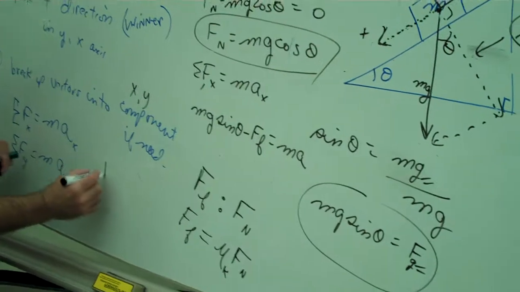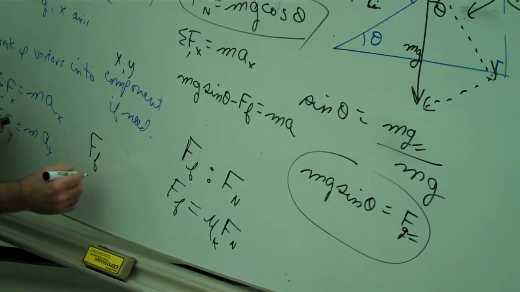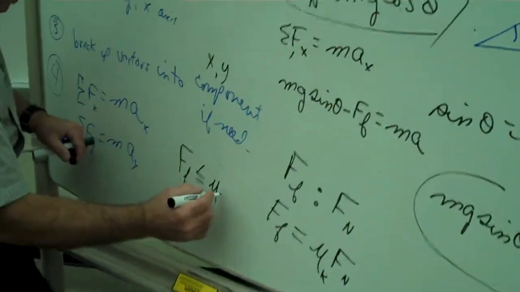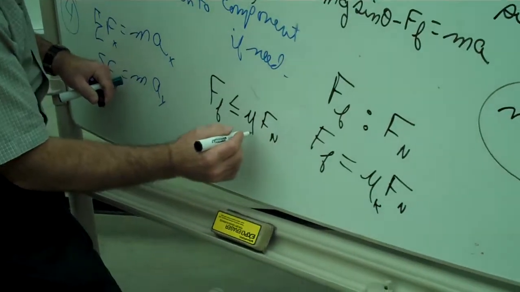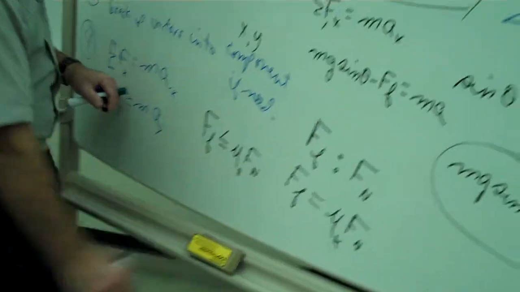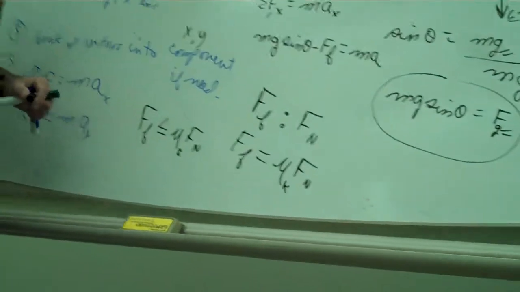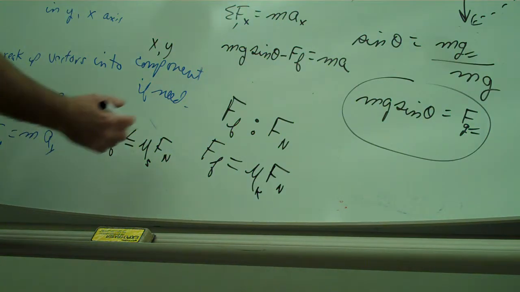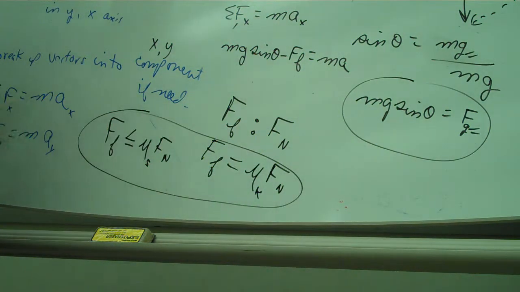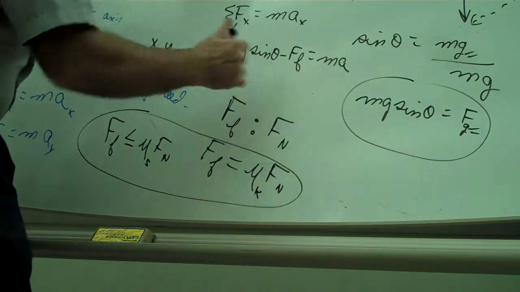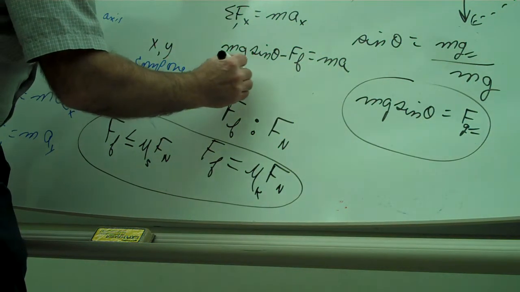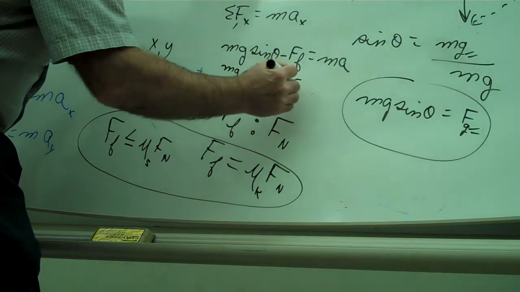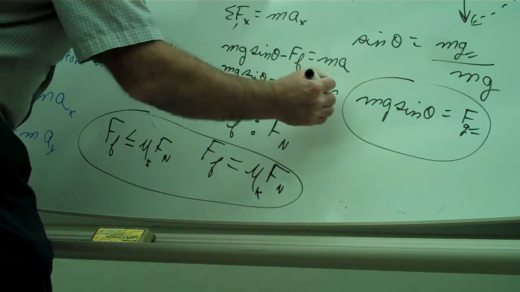If it's not moving, it's a little weirder. The frictional force is less than or equal to mu normal when it's not moving. Mu is the static coefficient or the kinetic coefficient. Okay? All right, so these are the equations from the book. Now I could plug that in for friction. mg sine theta minus friction, mu normal, equals ma.